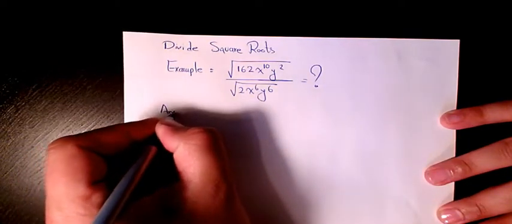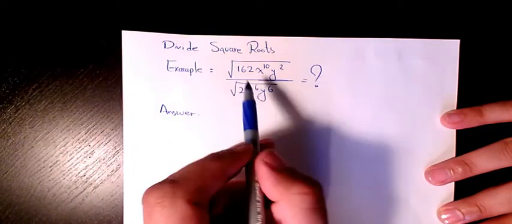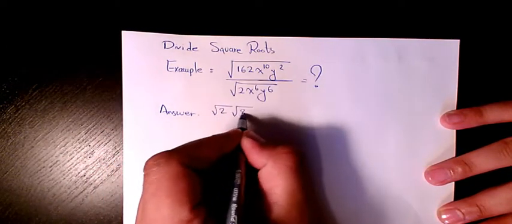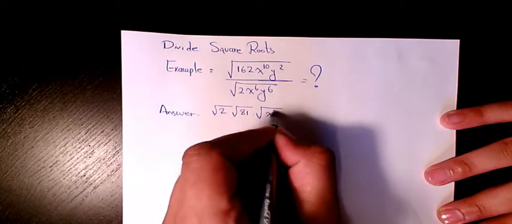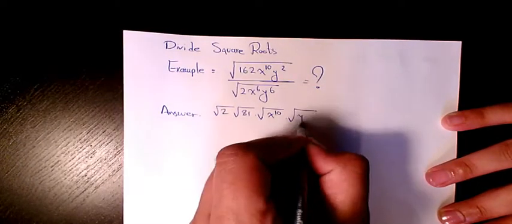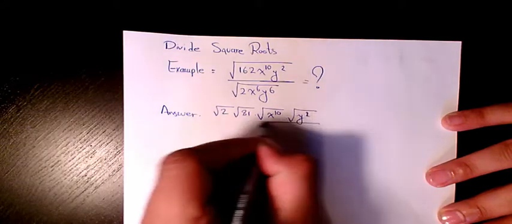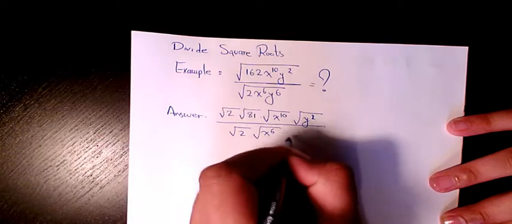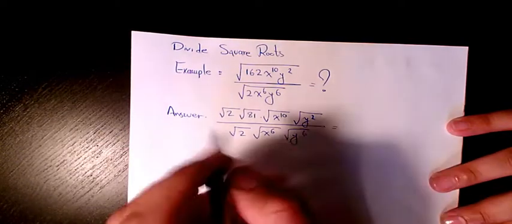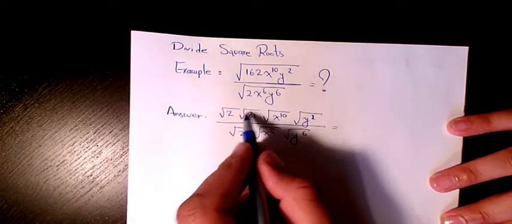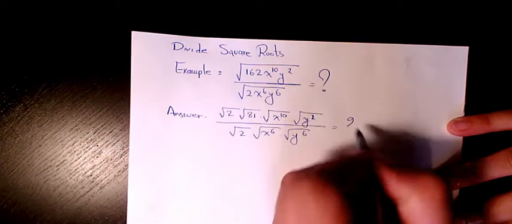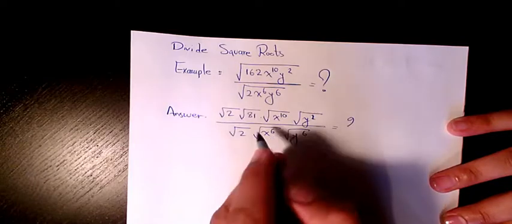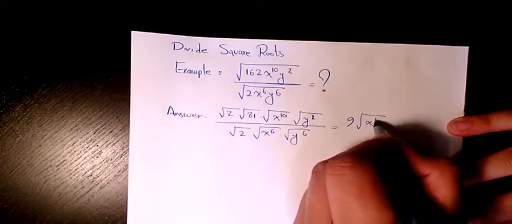The answer will be: 162 is 81 times 2, so we're going to write it root 2 times root 81 root x to the power of 10 root y to the power of 2 divided by square root of 2 square root of x to the power of 6 square root of y to the power of 6. These two cancel out. Square root of 81 is 9. X to the power of 10 divided by x to the power of 6 is going to be square root of x to the power of 4.